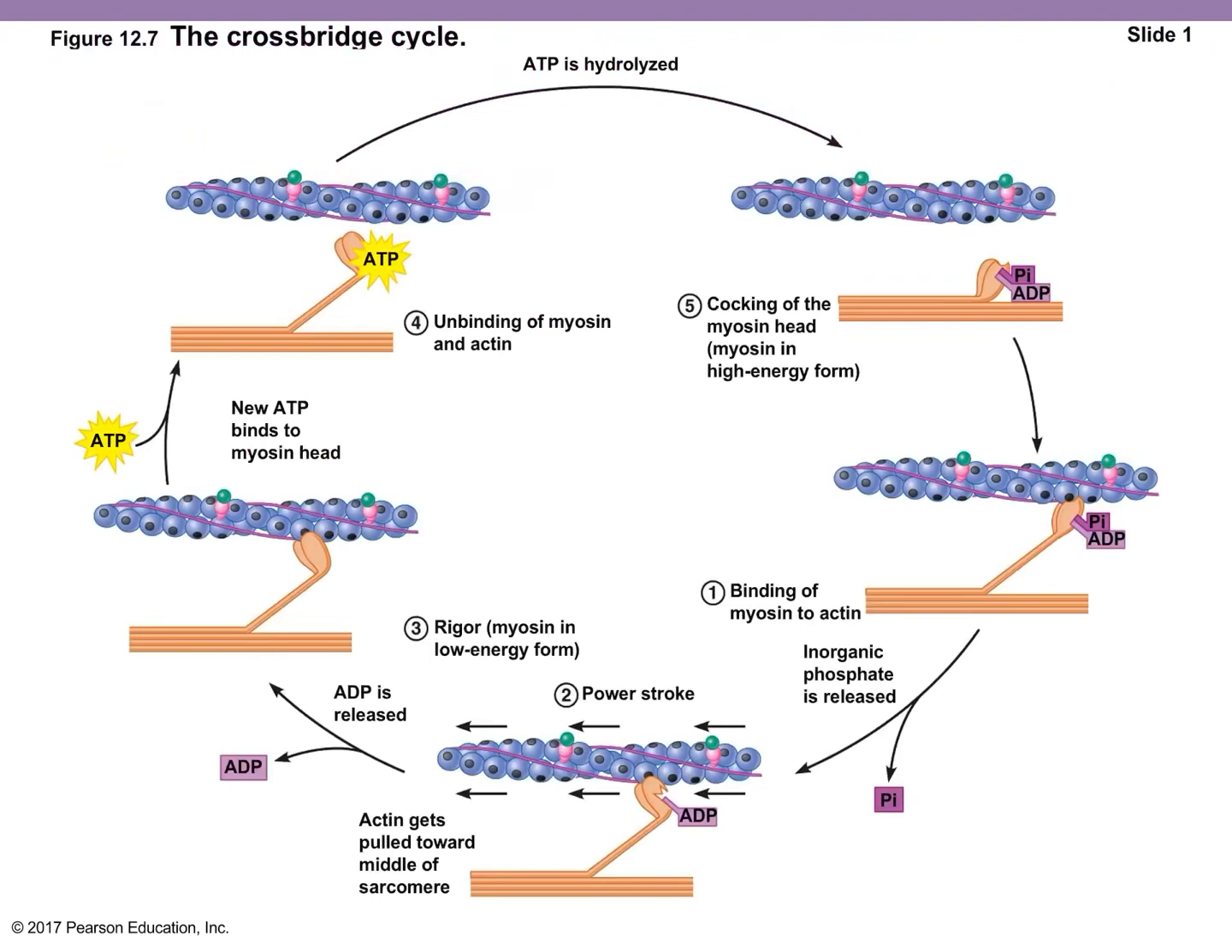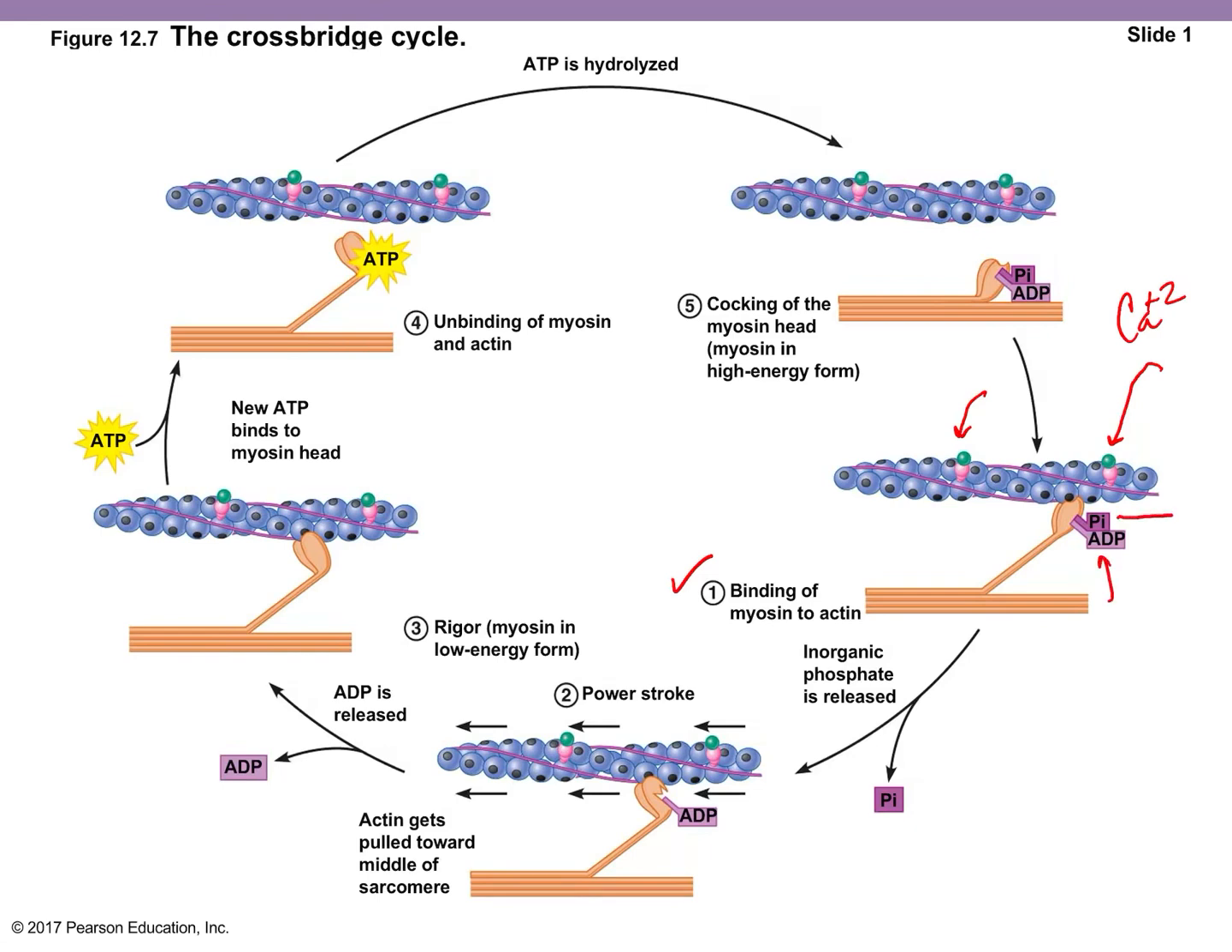So let's start at number 1 here. There's a binding of myosin to actin. And remember, this is only possible when there's calcium present. This little green ball right there, that's calcium, and there's another green one. Calcium is responsible for binding to troponin, and the troponin is going to move tropomyosin out of the way. So we can see that we have a hydrolyzed ATP, so we have a breakdown.